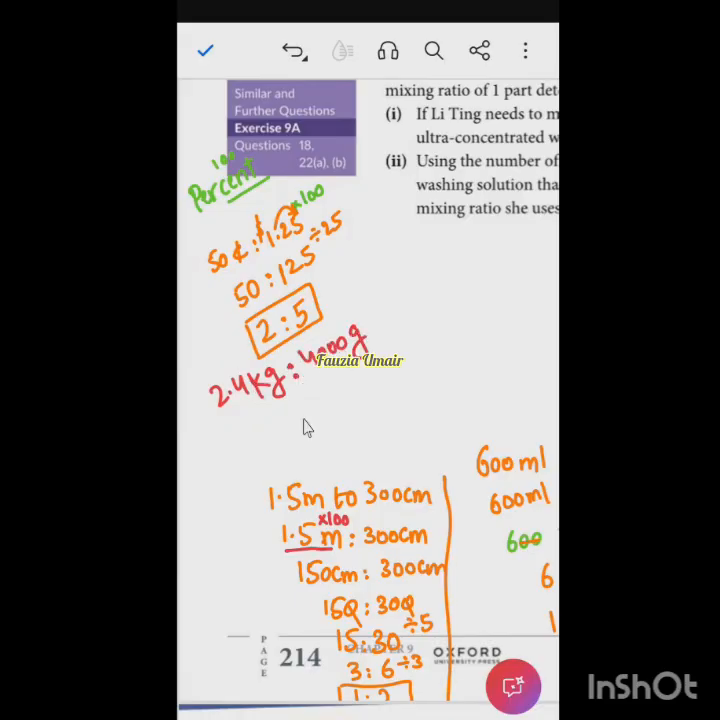So which unit should we go to? Should we go in kg or the smaller unit, gram? Smaller unit is gram. Very good. So how to go to grams? We will multiply 2.4 by 1,000. ठीक है. So अब मुझे बताएं कि क्या होगा. 2.4 को 1,000 से मल्टीप्लाई कर रहे हैं.